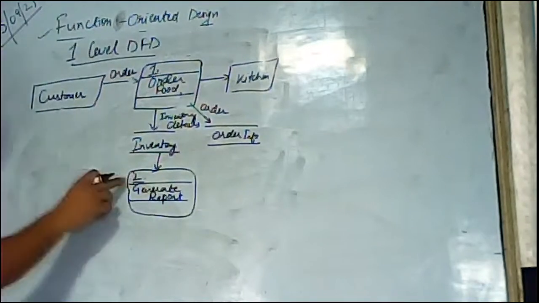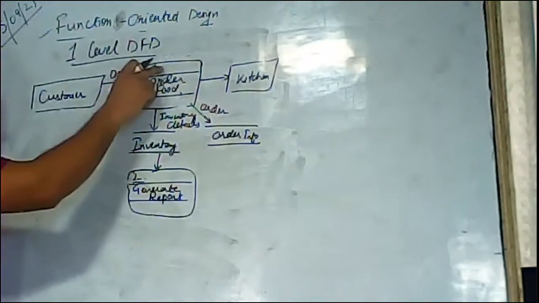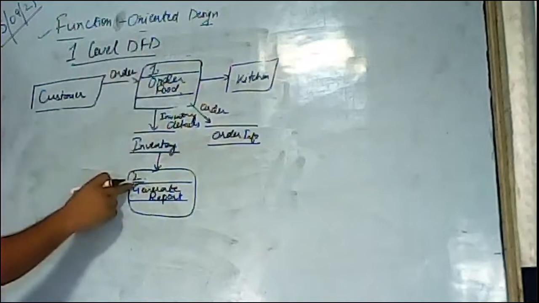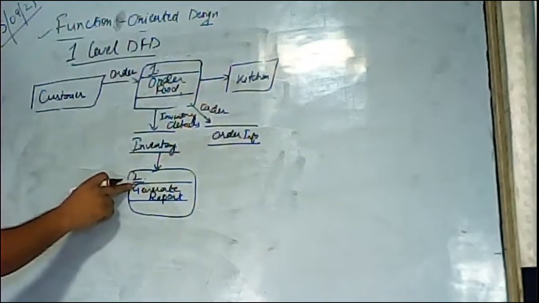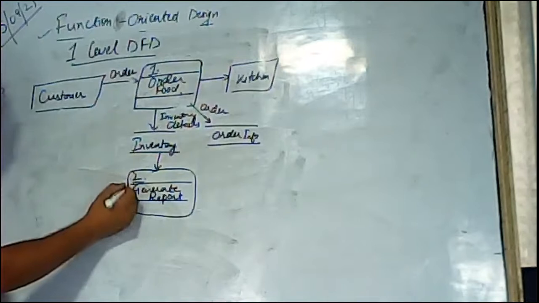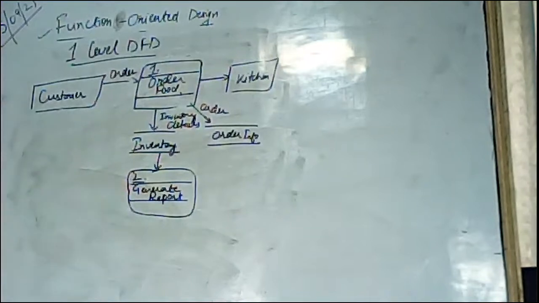I am also indexing that process. This is your first process. Then after that, there is a second process, and this is your second. And we have to index each and every process because we are working on a first level design.